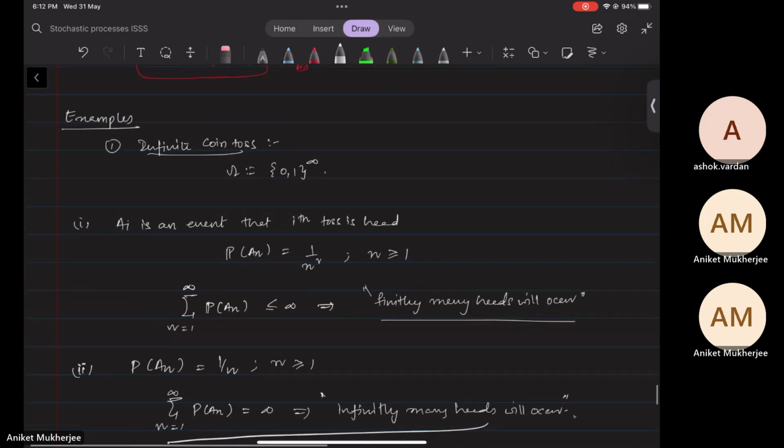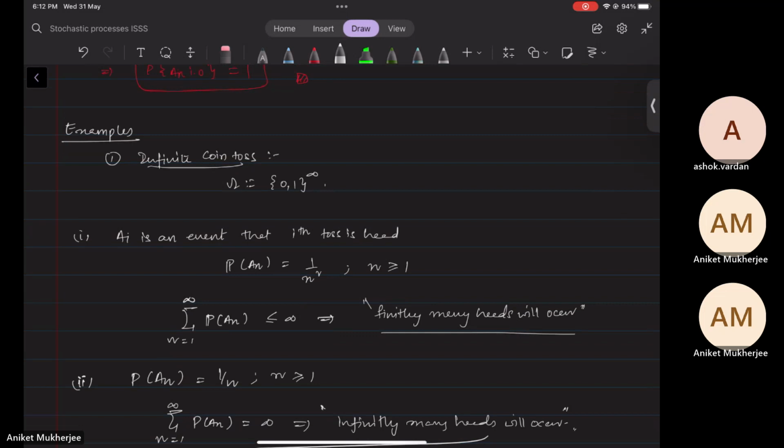So, an example for the Borel-Cantelli lemma: coin toss. Suppose you toss a coin an infinite number of times, and A_i is the event where the i-th toss is a head. Now the probability of A_n equals 1 by n squared. As you toss multiple times, where n is the number of times you've tossed the coin, the probability that you get a head decreases very rapidly. As you can see, it decreases by 1 by n squared.